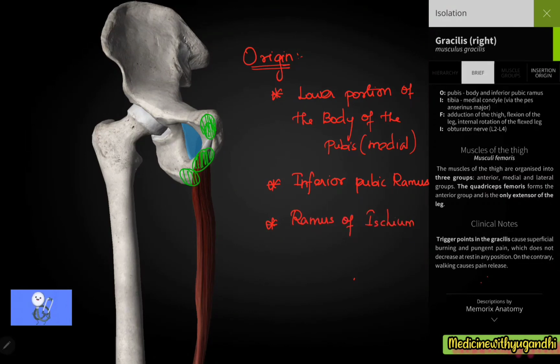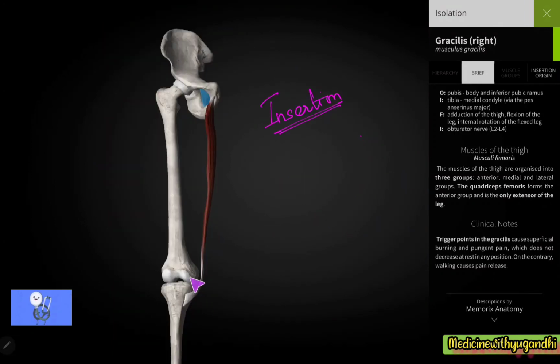Again I am repeating, this gracilis muscle takes its origin from the lower portion of the body of the pubis, that too on the medial side, then from the inferior pubic ramus and also the adjoining portion of the ramus of the ischium. Coming to its insertion, here you can see it gets inserted into the tibia and that on the medial portion.